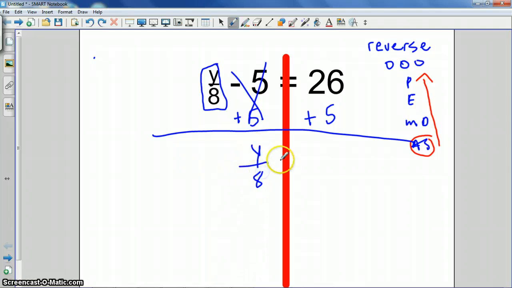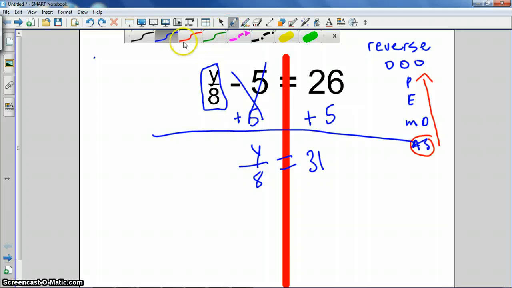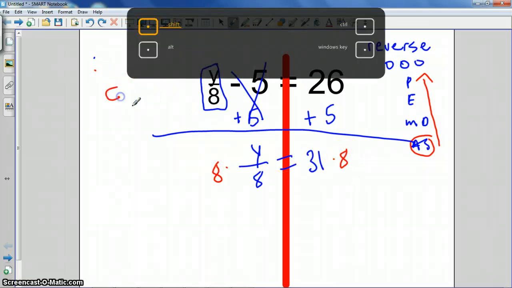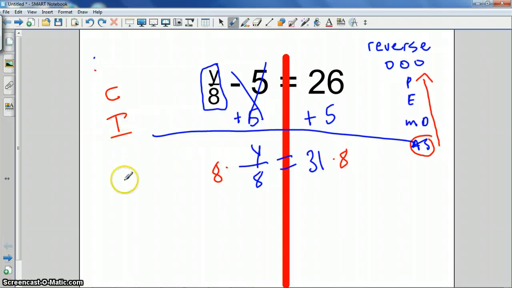Y over 8 equals 26 plus 5, which would be 31, I believe. Now we're going to look here again and say, well, this is division this time, and the inverse of division is multiplication. So in this case, I'm going to multiply both sides by 8. So here's step 2. We copied our problem, we showed one inverse, and now we're showing our second inverse. Since it's a two-step, there are 2 inverses. Well, times 8 and divided by 8 cancels out. It makes just a y.